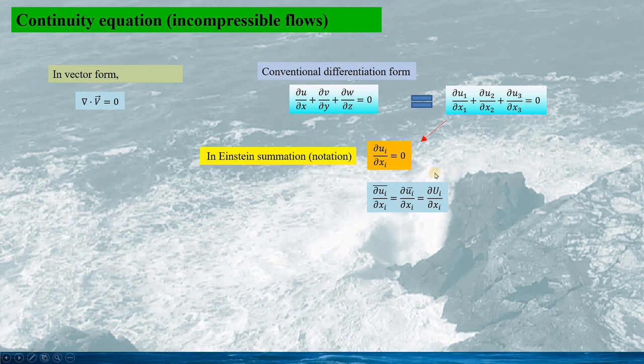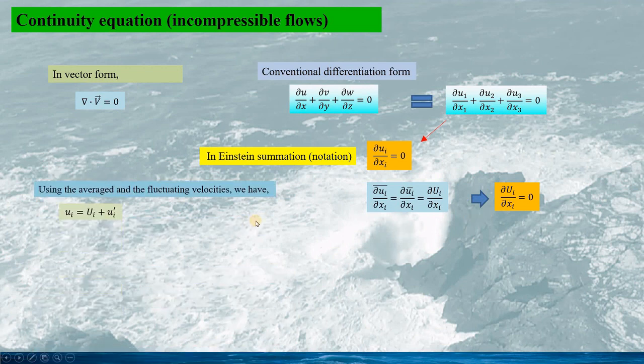So if we take the average of the left-hand side, we have this, and we can exchange the averaging operation and the differentiation. We have this and this. So we have the continuity equation for the mean flow velocity as this.